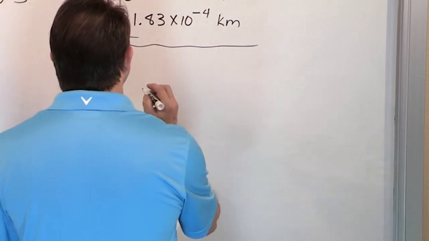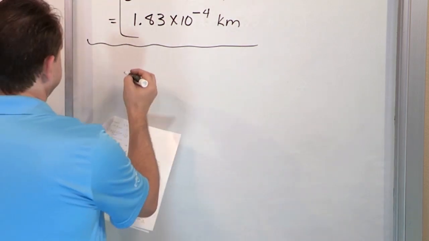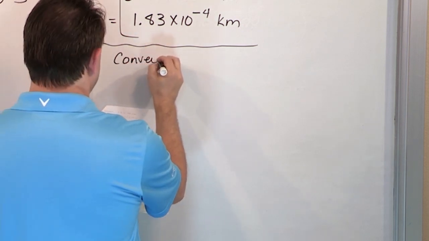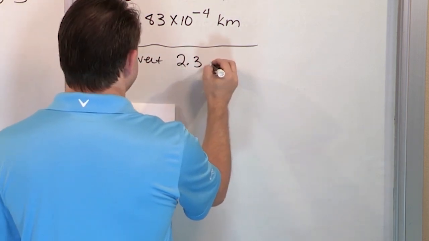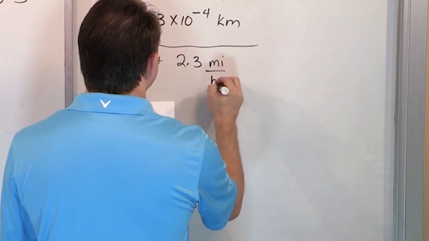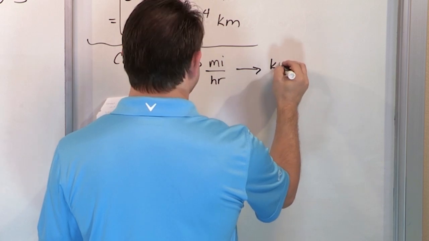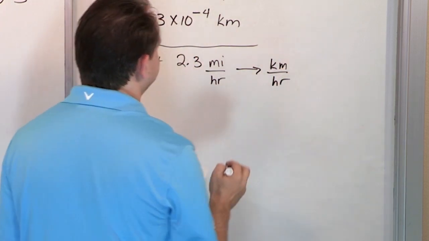All right, let's do a velocity. This is a fun thing. So this is very common in physics. So let's say you want to convert 2.3 miles per hour. That's a typical speed in the English system. But you want to convert it to kilometers per hour.